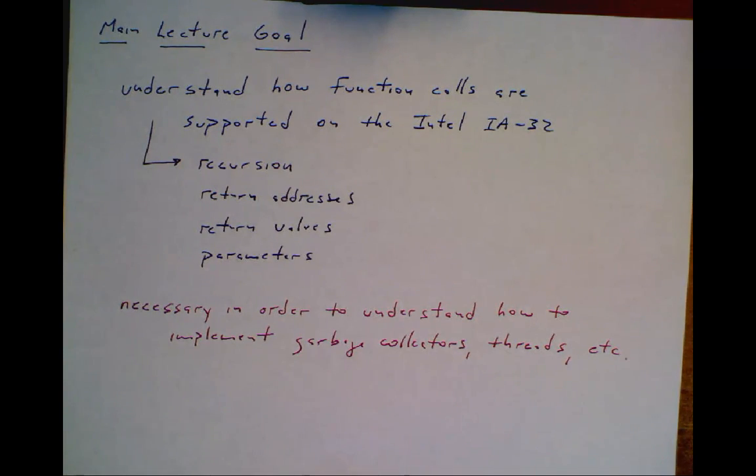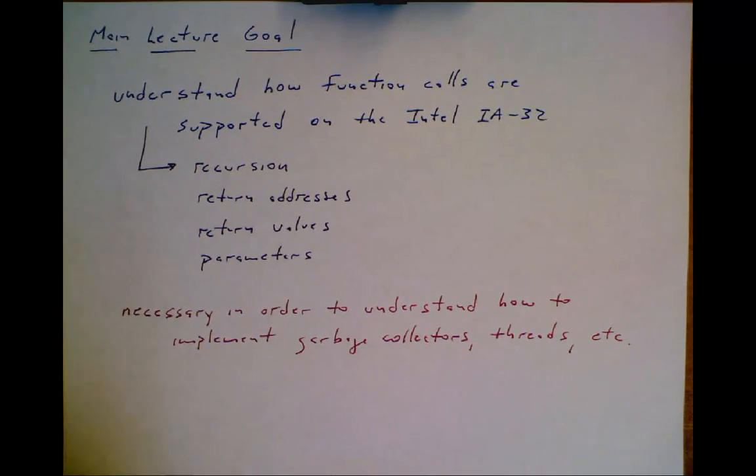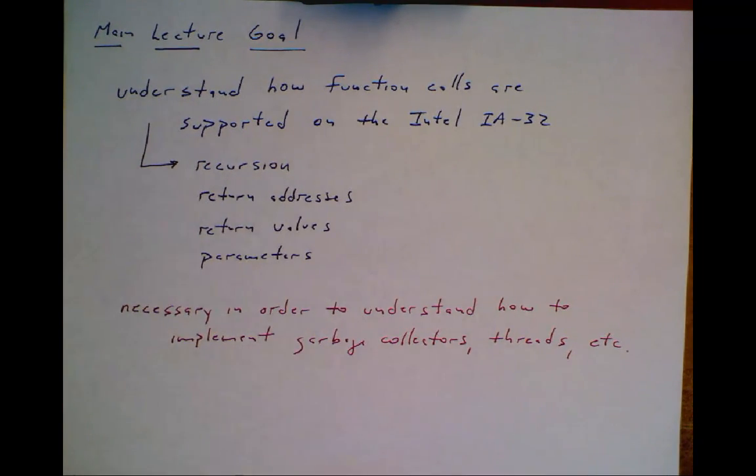So I'm not going to go through all the many instructions point by point. Rather, we're going to focus on how the machine supports recursive function calls and how it handles return addresses and return values and parameters and local variables. We're really trying to understand what we need to know in order to be able to implement things like garbage collectors, thread libraries, and so forth.